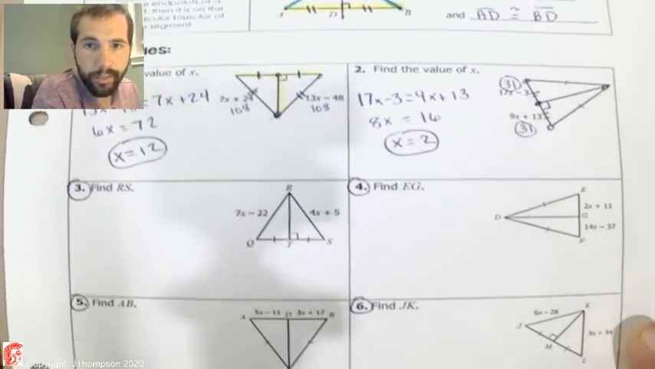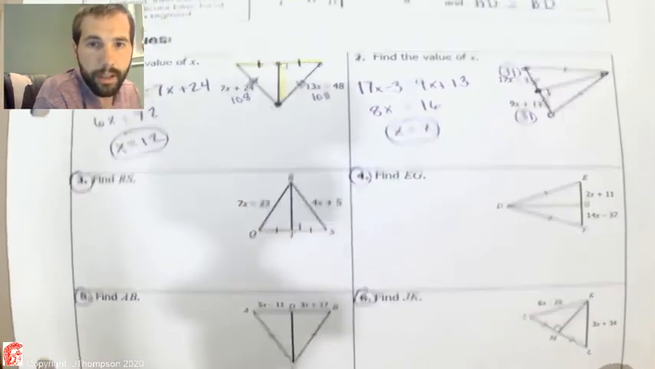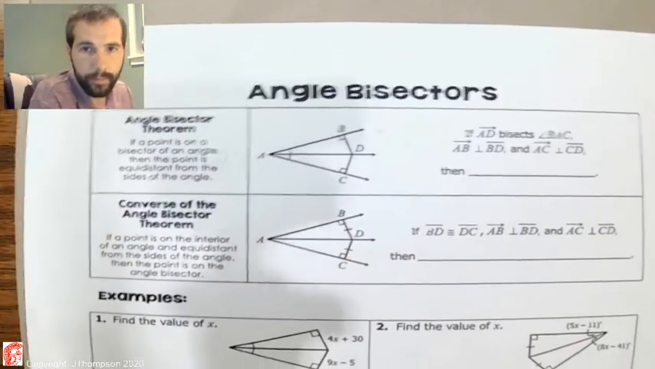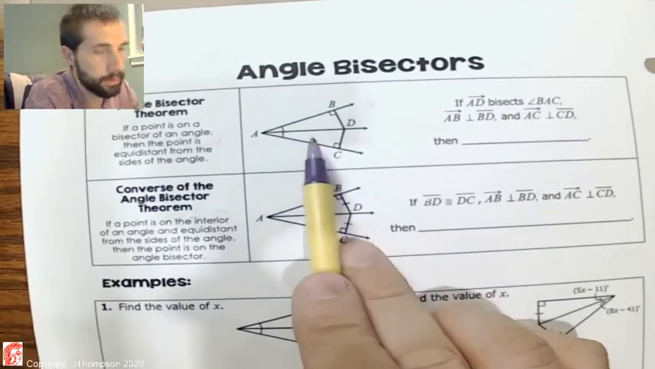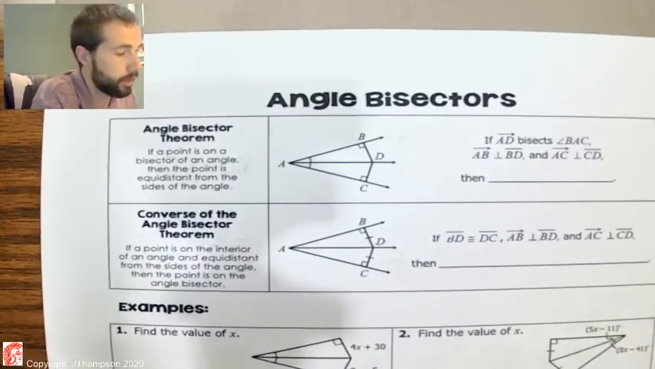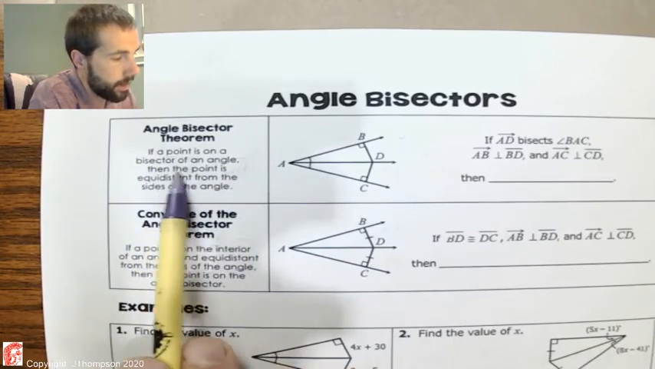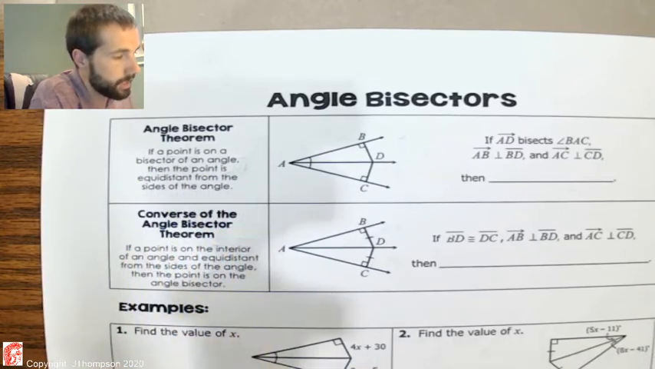Okay, so you guys are going to finish up 3, 4, 5, and 6. Okay, so flipping over to the back, we'll talk about the angle bisectors. So an angle bisector looks like these pictures. This picture here, the angle bisector theorem says if a point is on the bisector of an angle, then the point is equidistant from the sides of the angle.